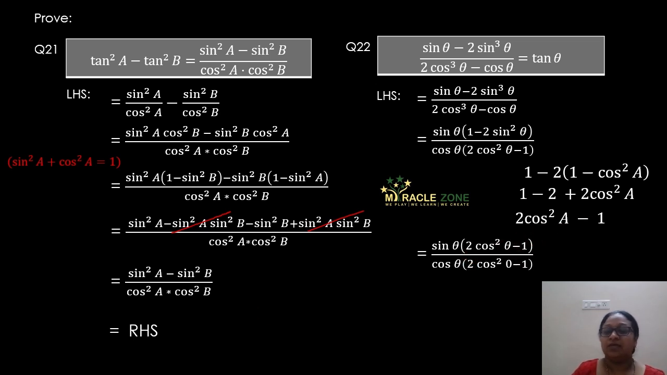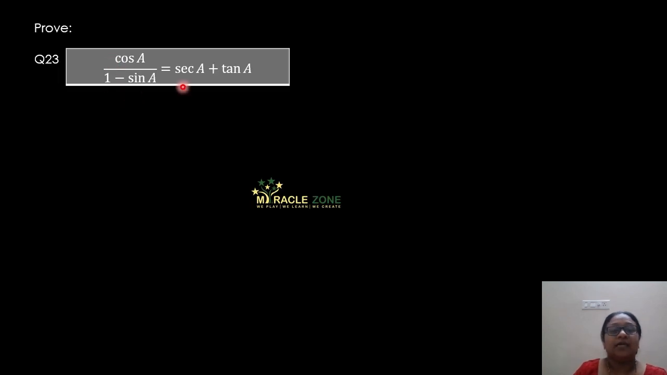So again, if you see here, now these two terms are common and you can cancel out, and the remaining is sin theta by cos theta, and hence prove the RHS. Sin theta by cos theta is what? It is tan theta. Let's see one more problem. Cos A by 1 minus sin A equals secA plus tan A.